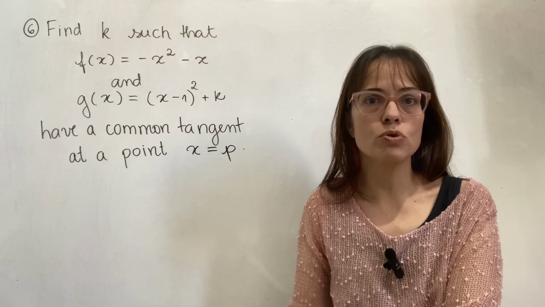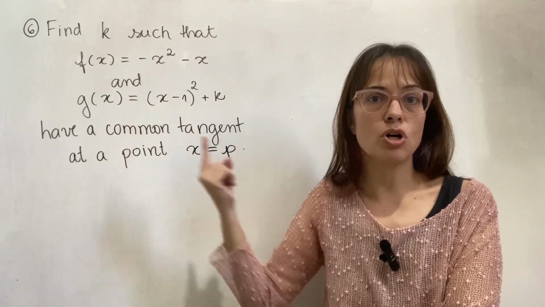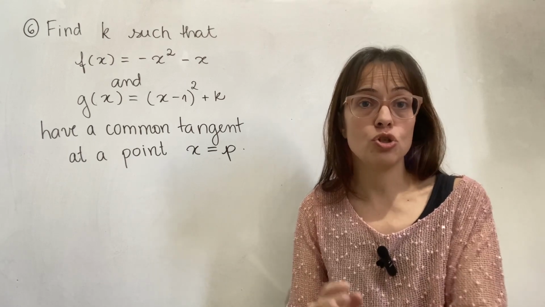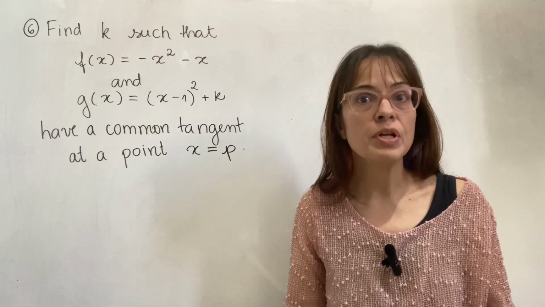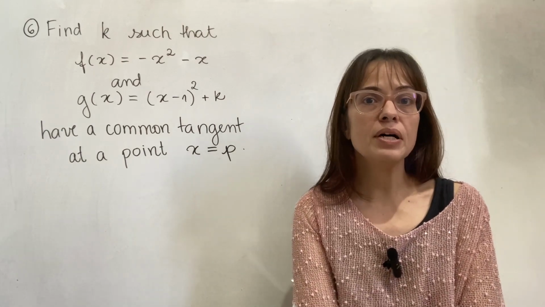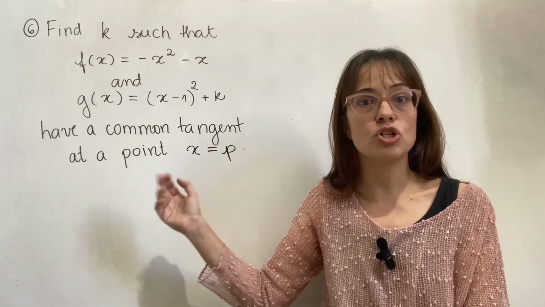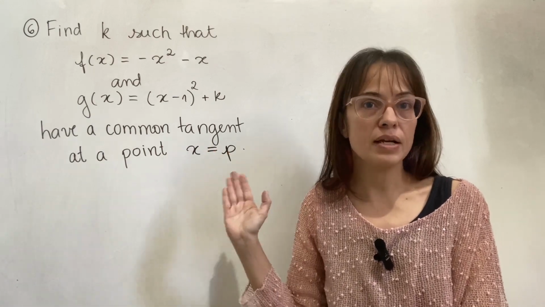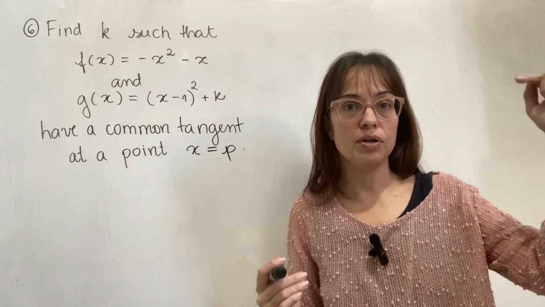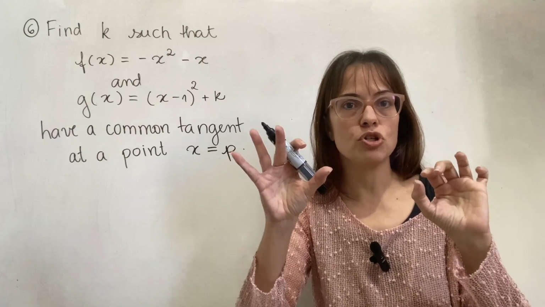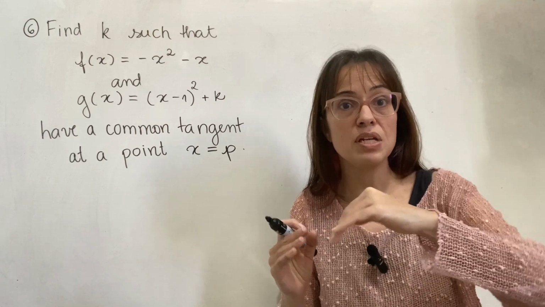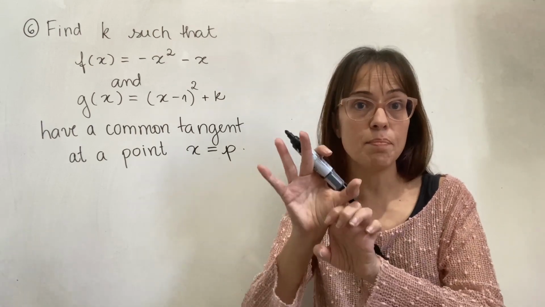Exercise 6 is also about two functions having a common tangent. This means that it's one line that is tangent to both functions at the same time. In this way, it's similar to the previous exercise that we were just doing, but now he wants that common tangent to be at a point x equals p. And that is not what was happening in exercise 5, where the line was tangent to both functions but at different points. And now we want the same tangent to both functions at the same point.